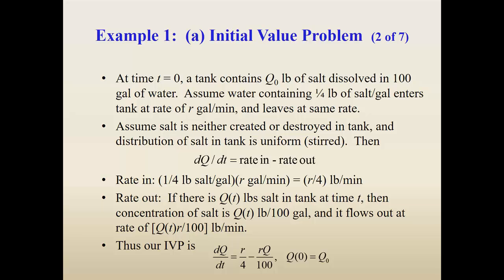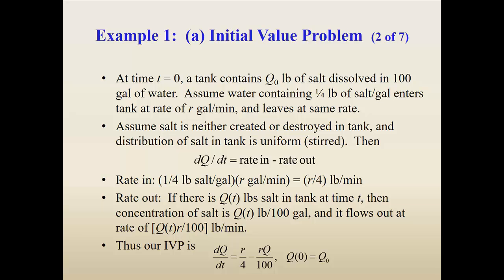But the concentration, remember the perfectly mixed liquid, well, how many pounds of salt are in the tank? That's what we're looking for, that Q of T. How many gallons are in the tank? Well, we know that the water is entering and leaving the tank at the same rate. So we're going to have a constant 100 gallons of liquid in the tank at all times. So that means the concentration is going to be Q of T pounds over 100 gallons, for a grand total of a rate out of RQ over 100 pounds per minute.